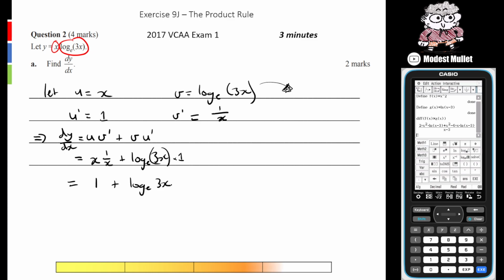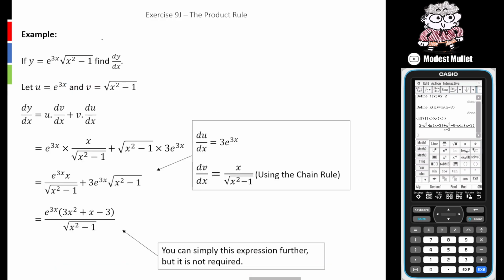And that's pretty powerful. I can't overstate how powerful this rule is at finding derivatives. Anytime we have the product of two functions where both functions are differentiable, we can use this product rule. So yeah, out of time.